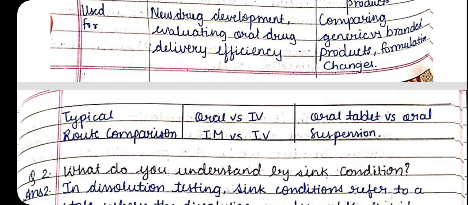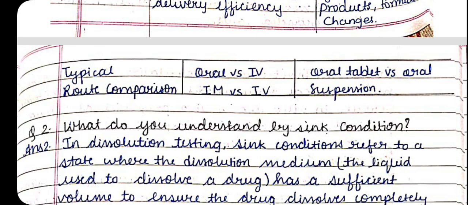Typical route comparison: in the case of absolute bioavailability, it is oral versus IV, or we can say intramuscular versus intravenous. In the case of relative bioavailability, it is a comparison of the oral tablet versus the oral suspension.